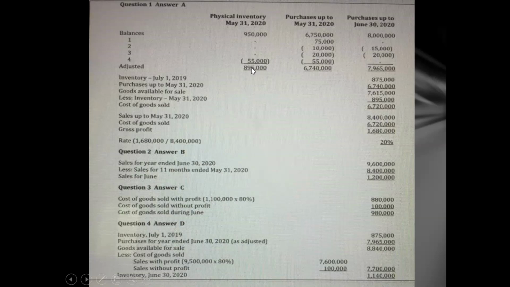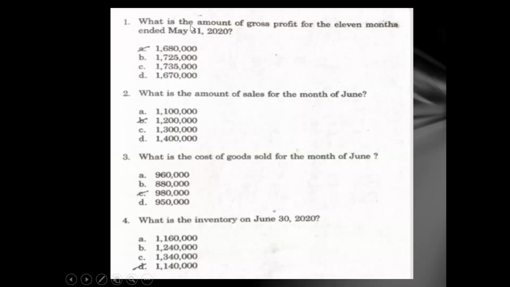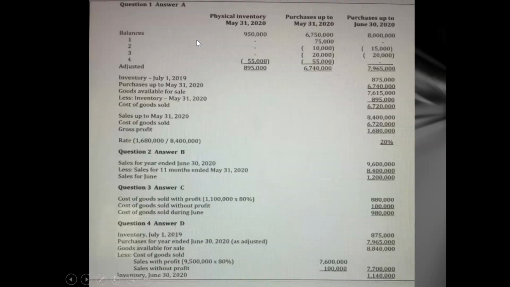So for adjusted inventory now, for May 31, we have 895 instead of 950. For purchases up to May, we have 6,740,000 instead of 6,750. While your purchases up to June, this is not only for the month of June, this is for the whole year, so 7,965. So to answer your number one, we are asked here for gross profit, I guess. Let's see. Yes, it's the gross profit for 11 months.